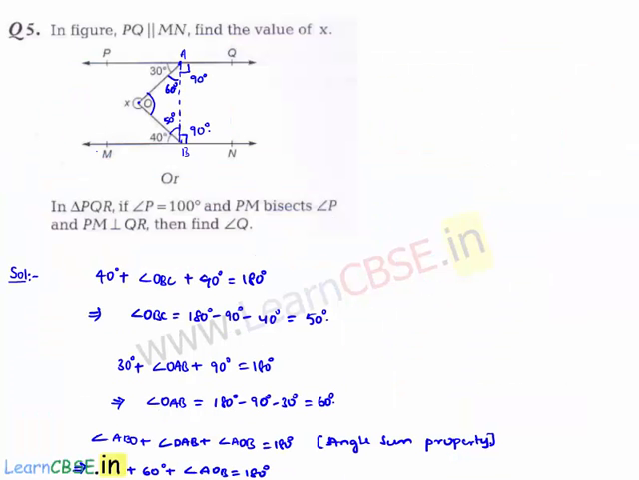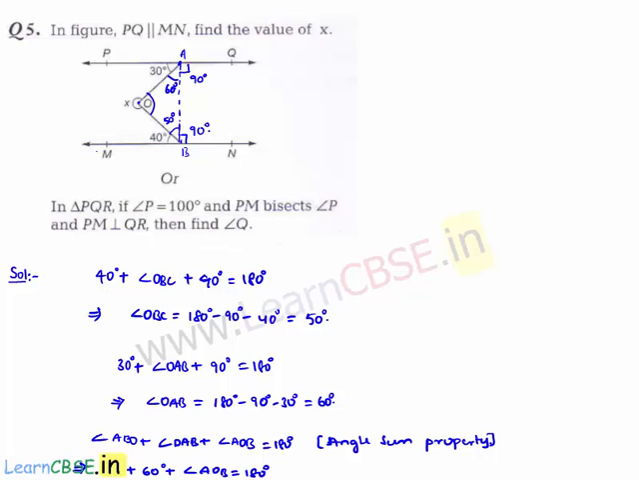And in the second half it is given that in triangle PQR, if angle P is equal to 100 degrees and PM bisects angle P and PM is also perpendicular to QR, then find angle Q.